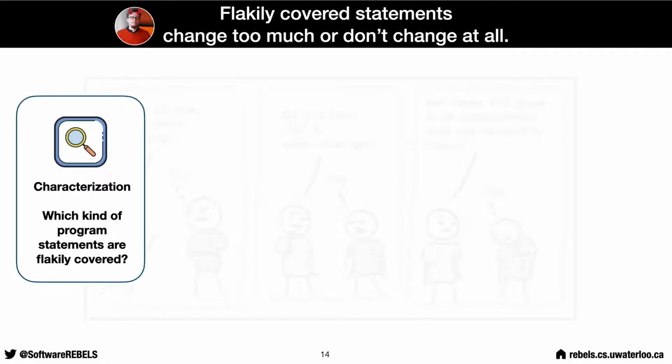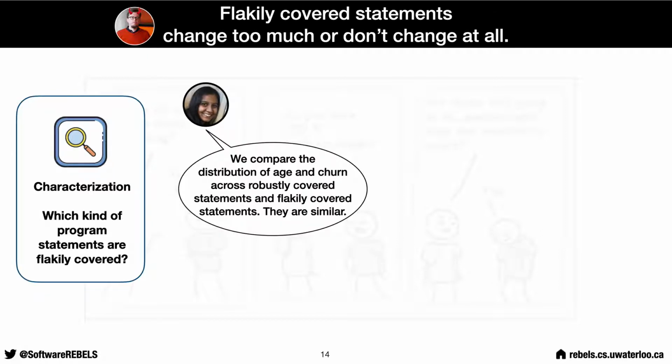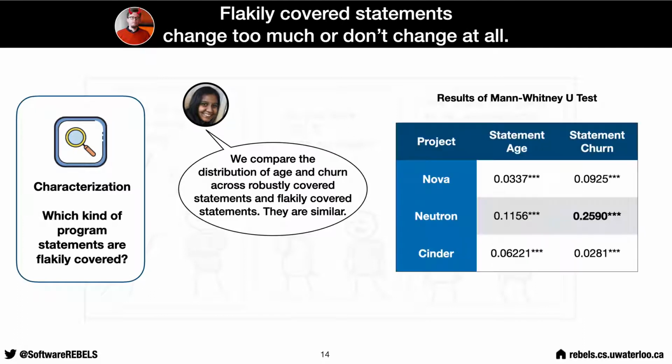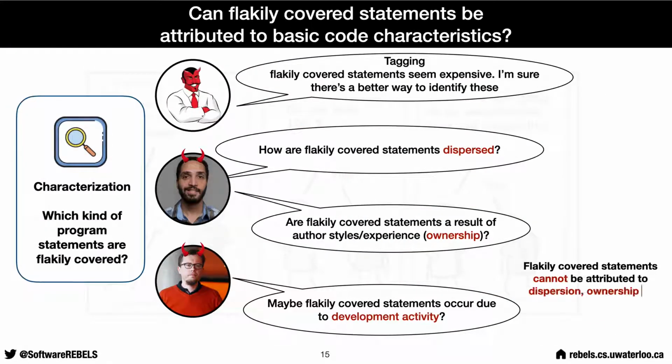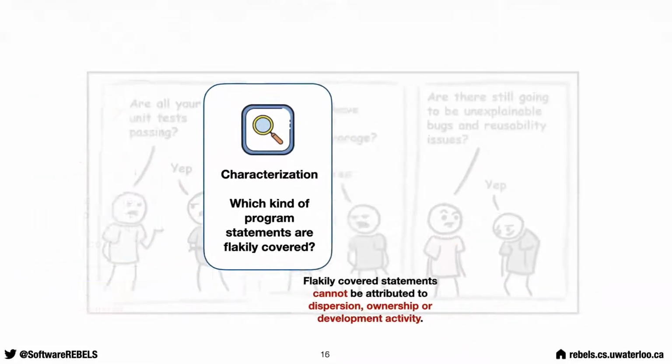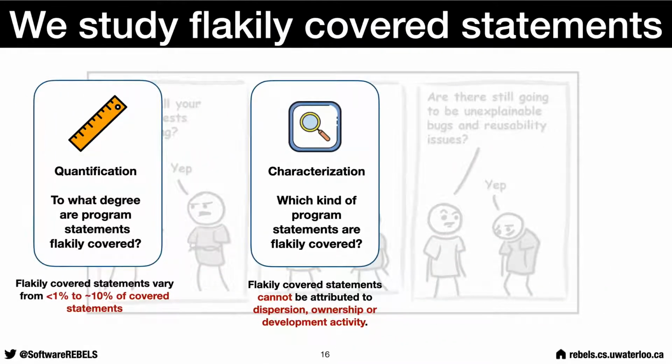Then we say maybe the flakily covered statements are because of development activity. Maybe it's because of the statement age or the statement churn. So we compare the statement age and churn across the flakily covered statements versus robustly covered statements. We compare the distributions using the Mann-Whitney U statistical test. Although our p-value is less than 0.001, which indicates that the distributions are statistically different, the Cliff's delta size is negligible or very weak, so the practical difference is insignificant. Our devil's advocate couldn't make anything stick, so we will move on from this now and focus on prioritizing flakily covered statements for repair.